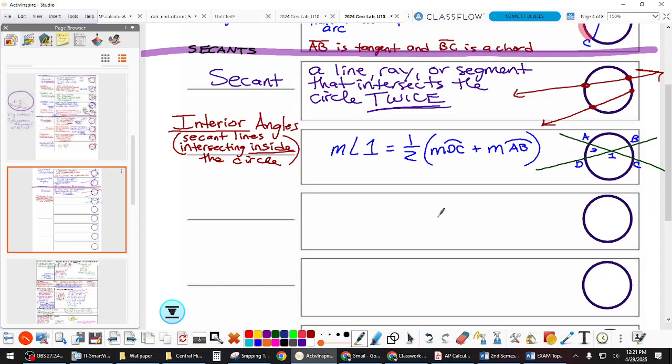Yeah, good. So it's the two intercepted arcs that the angle is facing, right? Well, the angle 1 and its vertical angle. So I guess probably it would be good to highlight those. Like that. So it's just half of the sum.